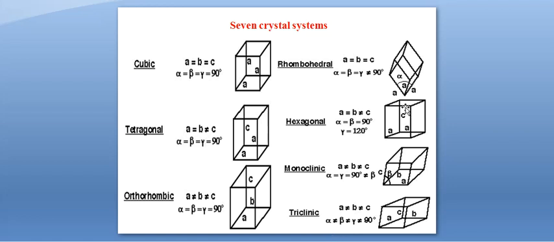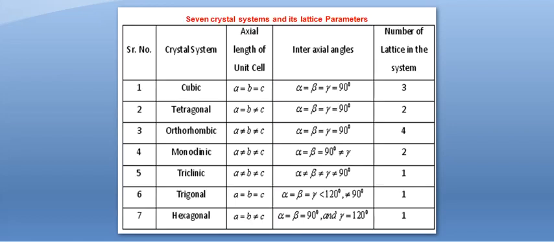These 7 crystal systems can be classified based on the values of a, b, c and alpha, beta, gamma, which are collectively known as lattice parameters. So this is the table which describes the 7 crystal systems and their lattice parameter values. In the last column, we have the number of lattices in the system, that is, how many Bravais lattices are available for the system.